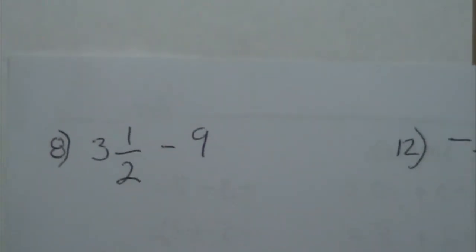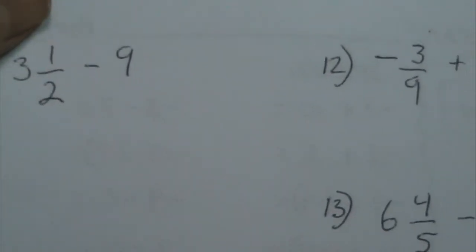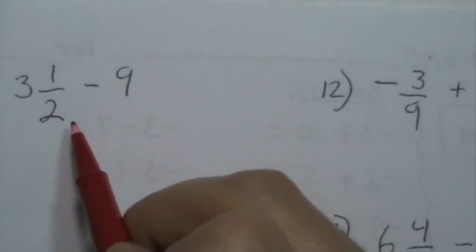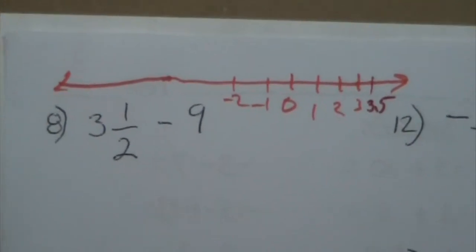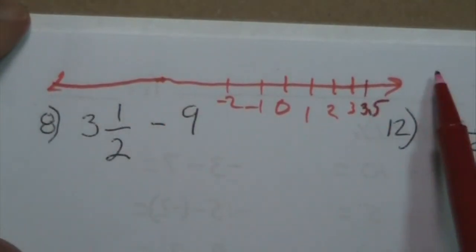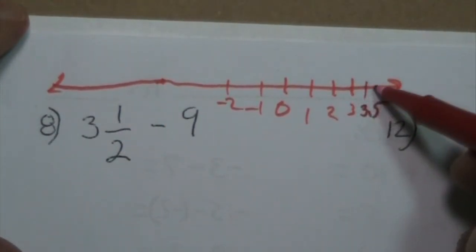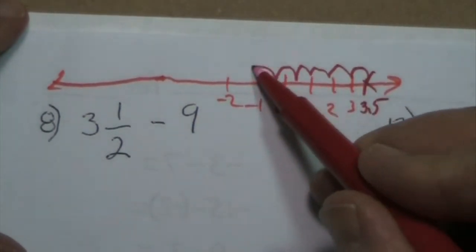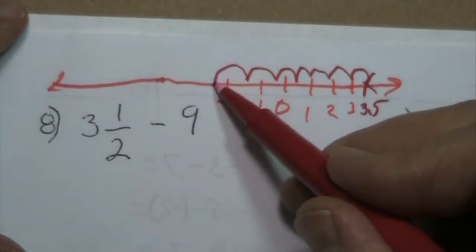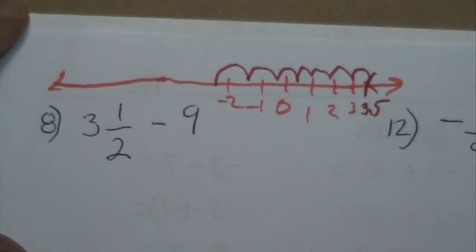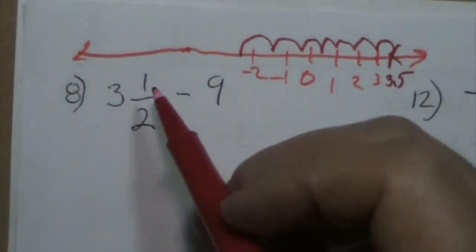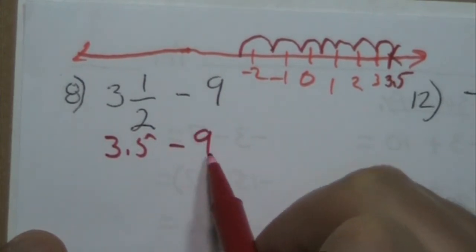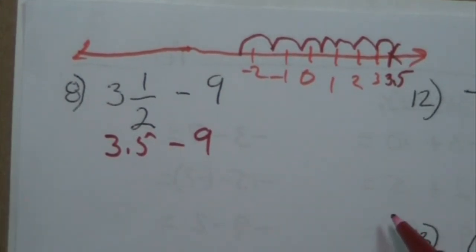Okay, so 3.5 minus 9. Okay, there's many ways of doing this. Some people will draw a number line, and they'll start from 3.5, and then they'll count back 9 spaces. But remember, it's going to land on a half, because you're going right in the middle. Okay, another method to do this, if it looks confusing, first of all, 3.5 is 3.5.